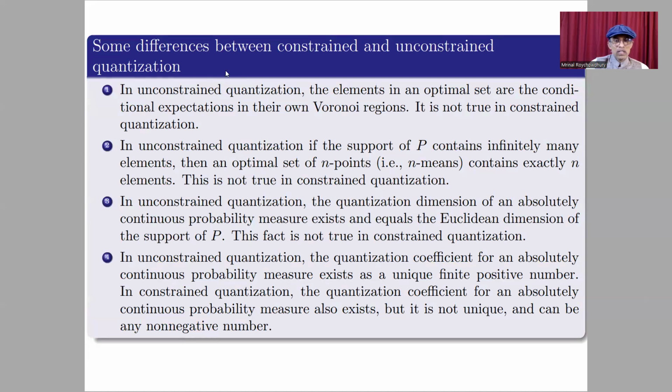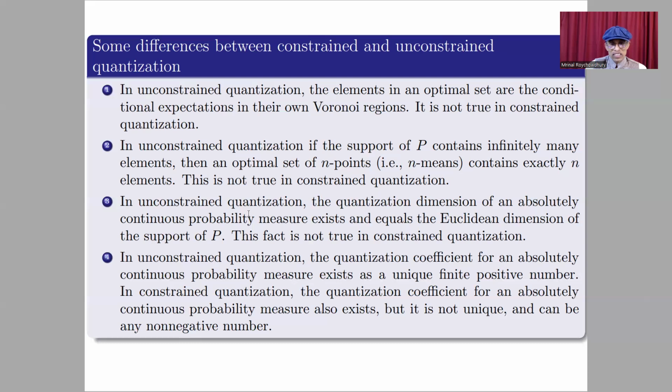Some differences or comparison between constrained and unconstrained quantization. In unconstrained quantization, the elements in an optimal set are the conditional expectations in their own Voronoi regions. It is not true in constrained quantization. In unconstrained quantization, if the support of P contains infinitely many elements, then an optimal set of n points, that is called n-means, contains exactly n elements. This is not true in constrained quantization.